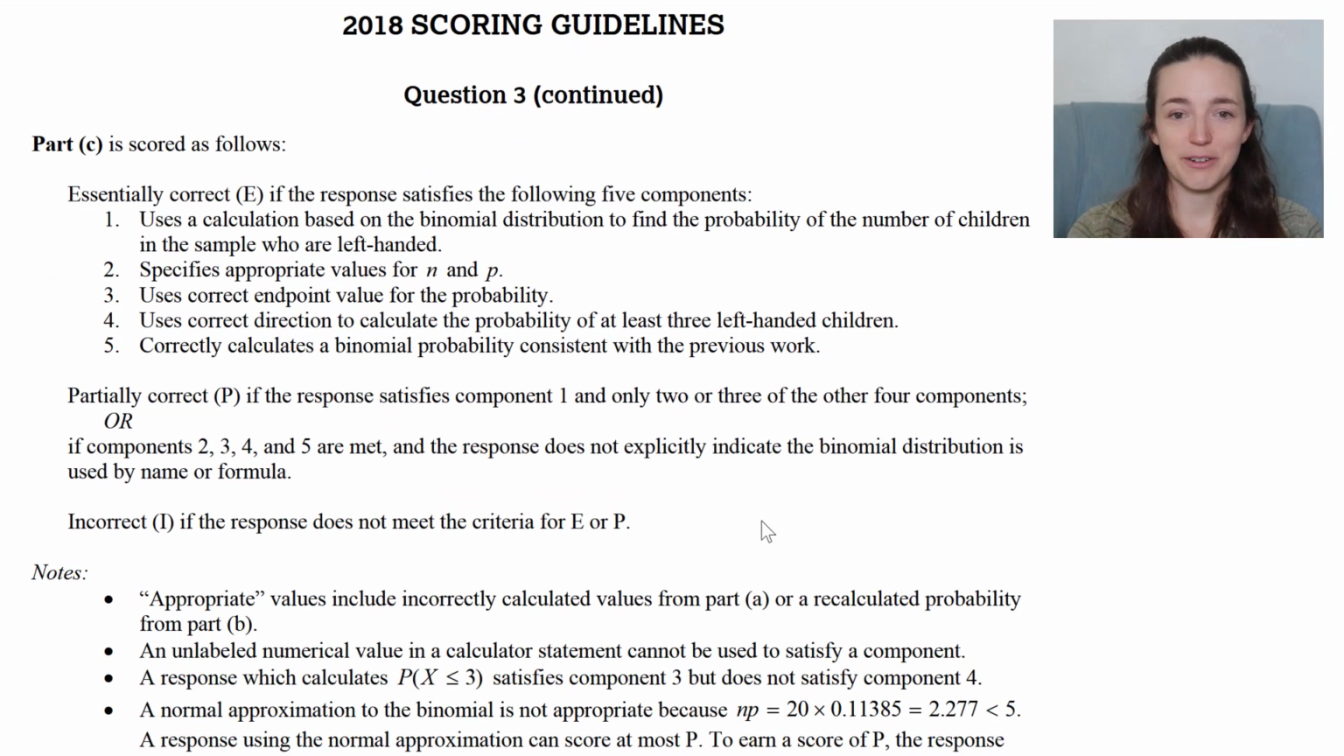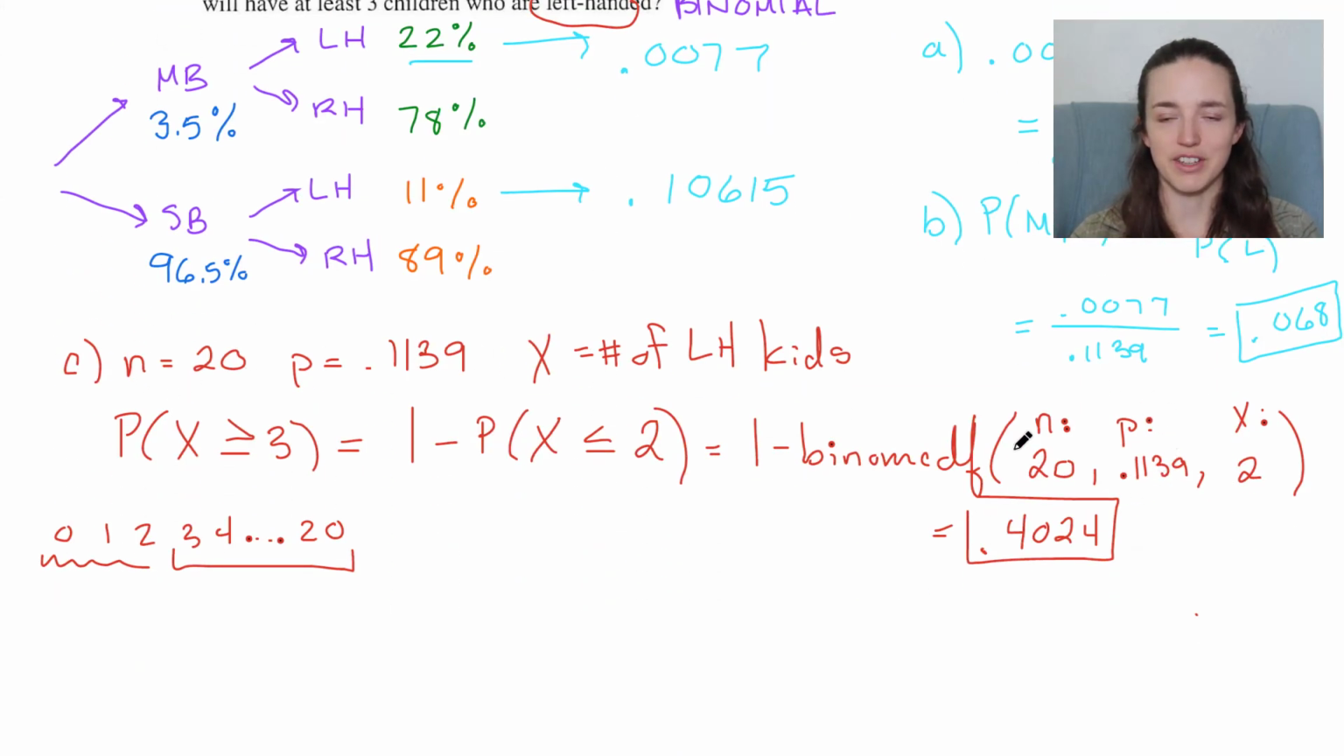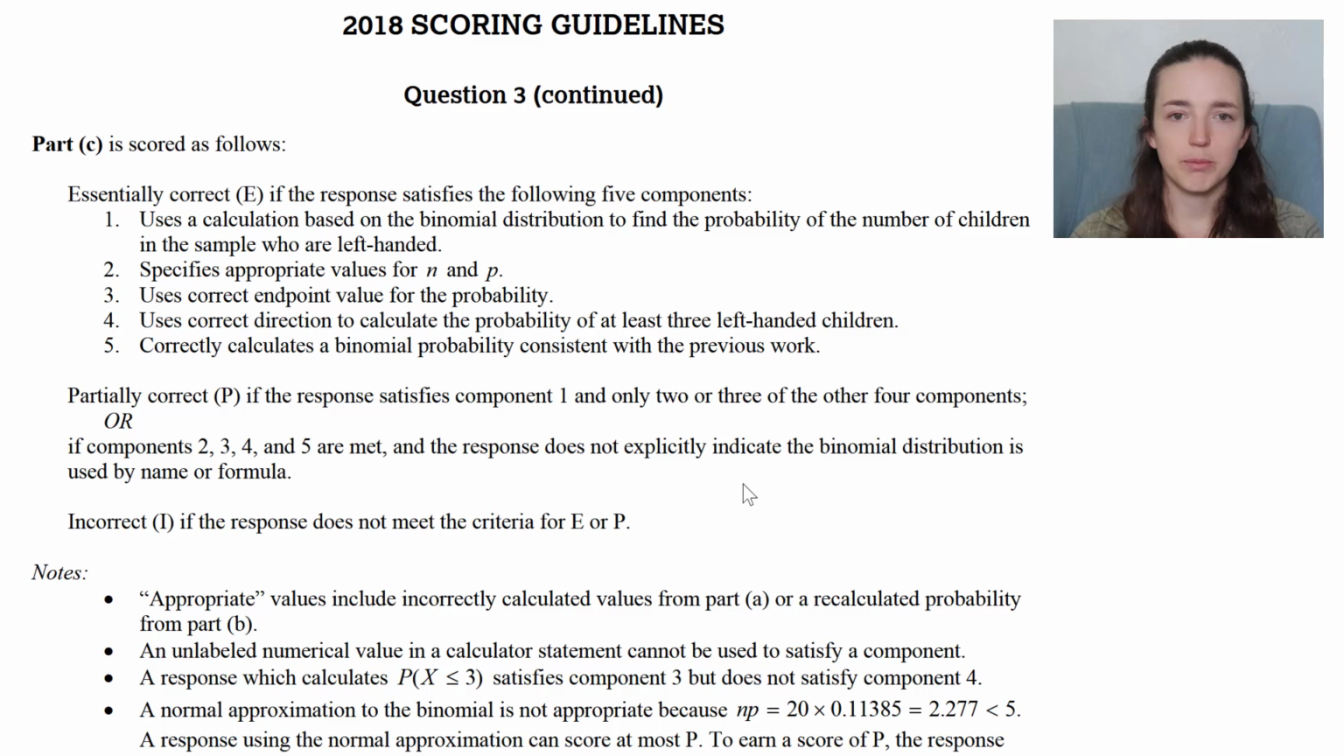Okay, and then part C, that was the binomial part. As you can see, there's a lot more here. Essentially correct if you have these 5 things. 1, use a calculation based on the binomial distribution to find the probability. Check. 2, specifies appropriate values for N and P. That's what I mentioned in the video where I did the problem. You have to say what N and P are. I did it twice. I did it here, and then I think they would count this as identifying N and P as well, I think. Okay, so check. 3, uses correct endpoint values for the probability. That's just like, when I did binom CDF, I put in 2.